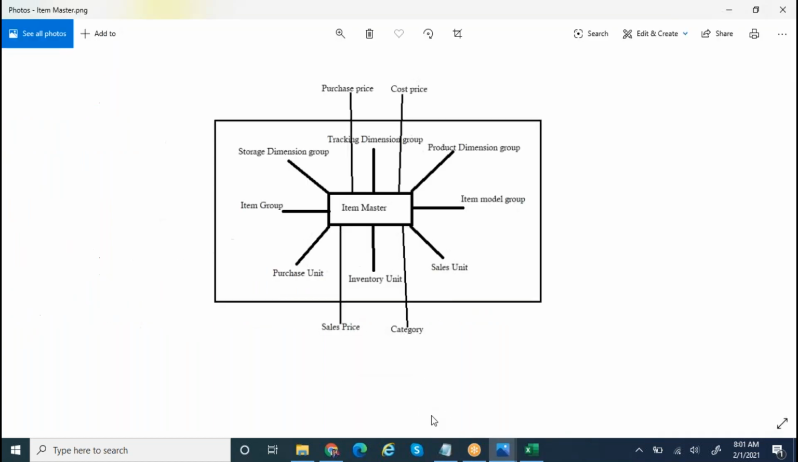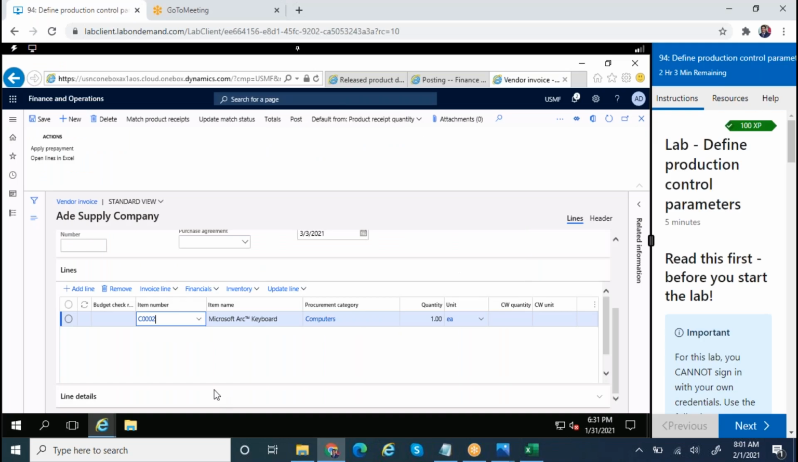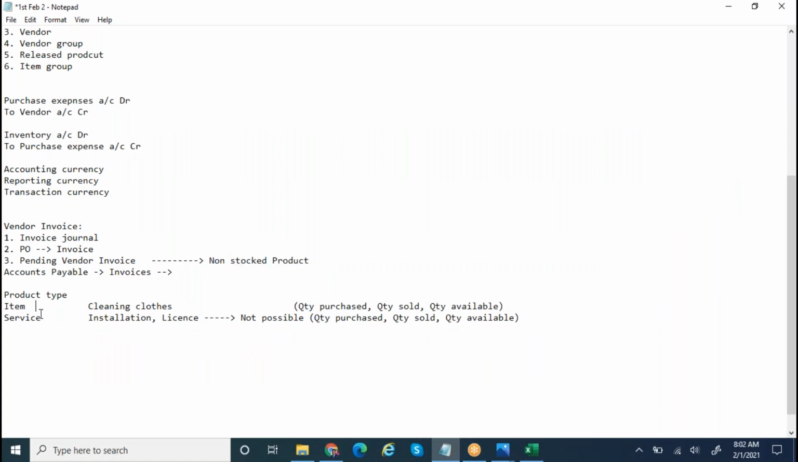If it is non-stocked product, it will show you here, for item type item and for item type service. For both, I mean to say product type item and service. If it is non-stocked product, then I can use this pending vendor invoice. Understood? Any doubt here?